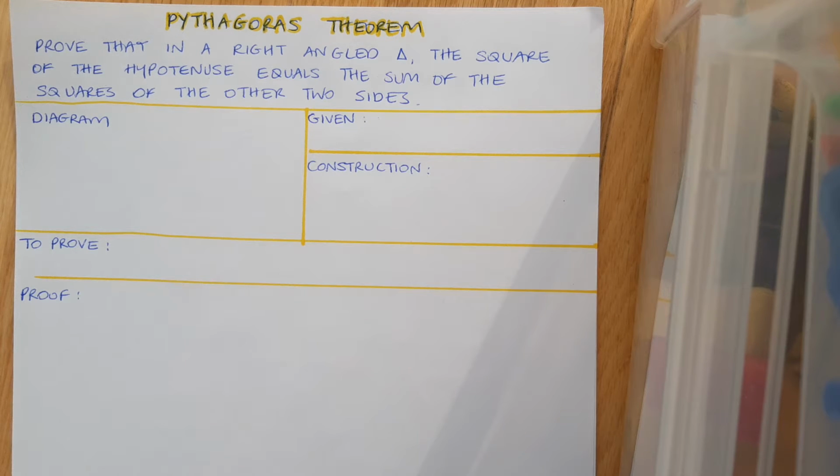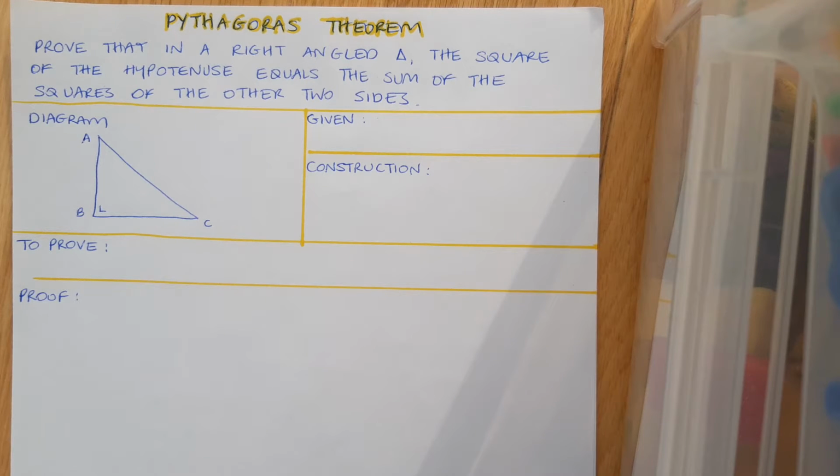We've got the same layout as usual: diagram, given, construction, to prove and proof. We're going to start off by drawing the diagram. So have a think, what do you think the diagram should look like? The diagram is just a regular right angle triangle, and I've named the vertices A, B and C. My next job is going to be to write down a description of this in the given section.